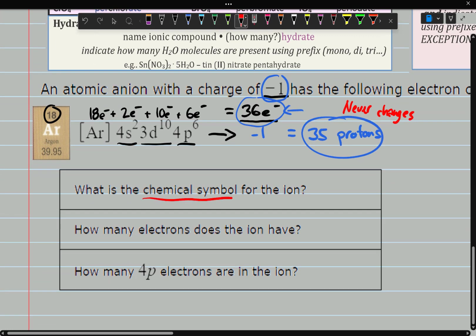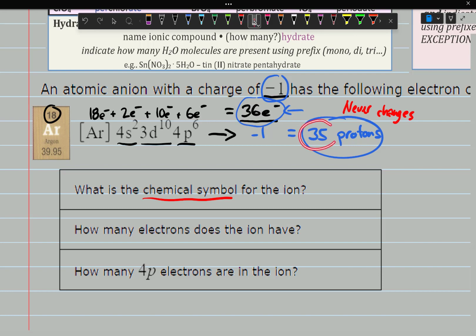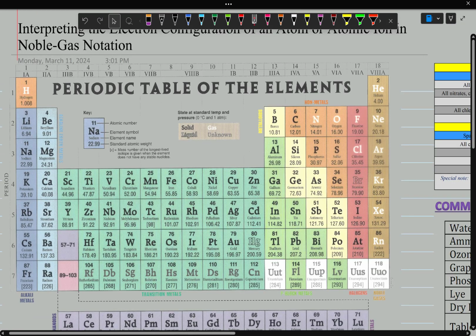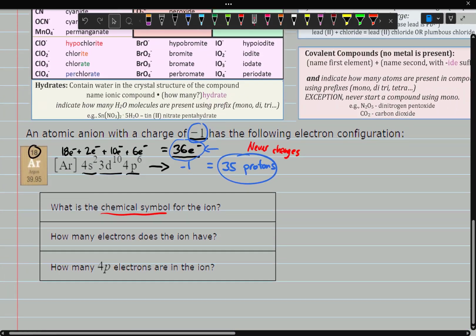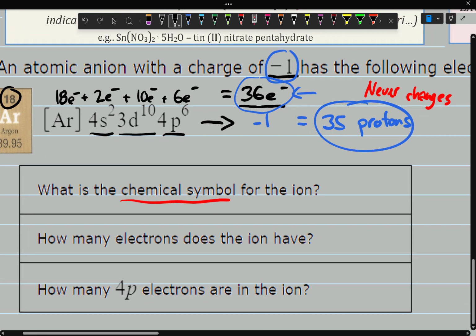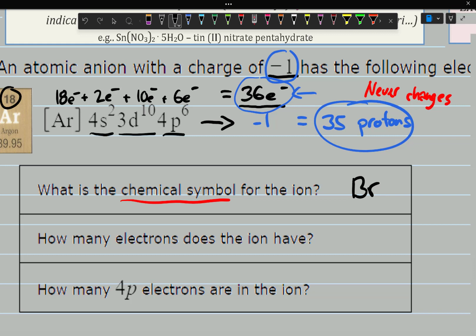So what is the chemical symbol for the ion? Well, it's whatever has 35 as its atomic number. So if we look at the periodic table, we can see bromine is our element. So bromine, but we're not done, because a chemical symbol also includes the charge of the ion. So this is Br minus.